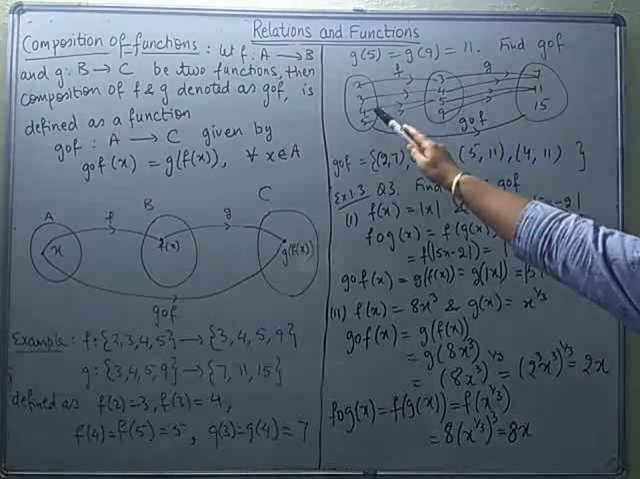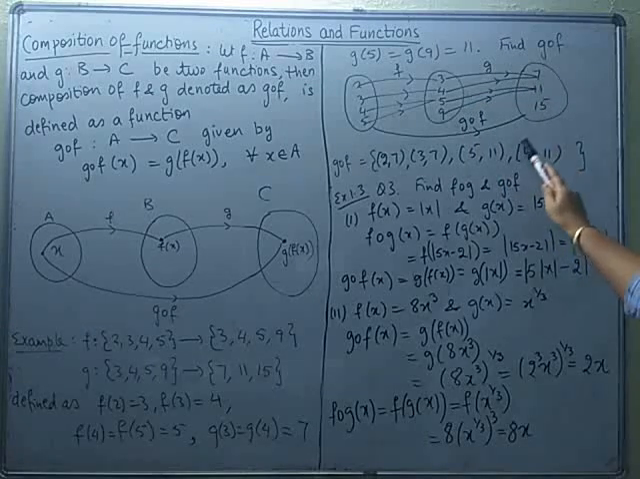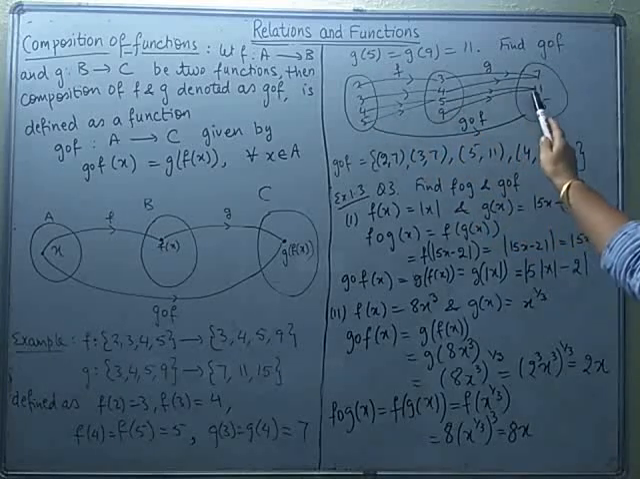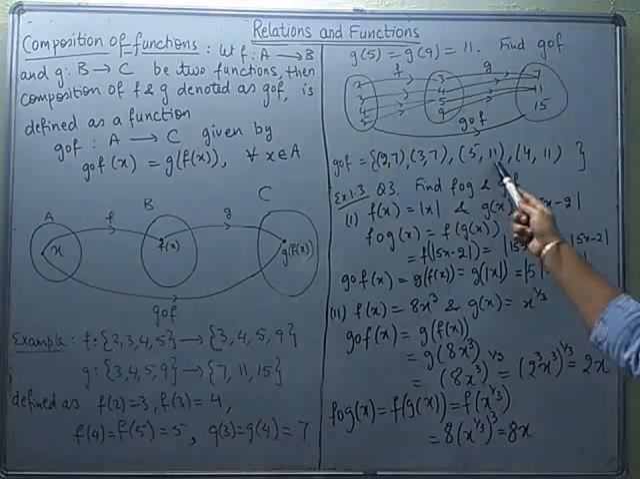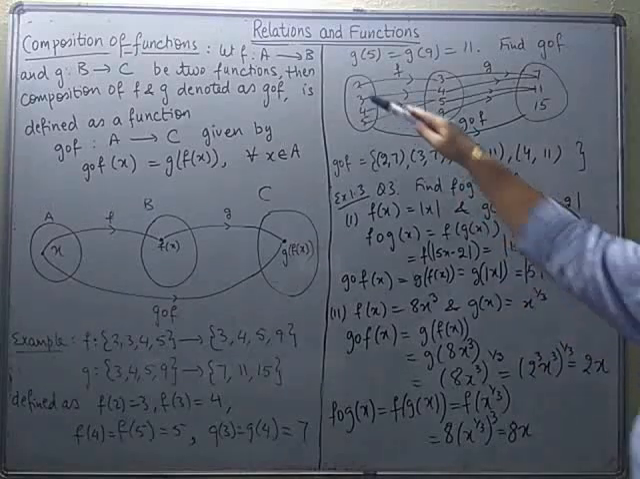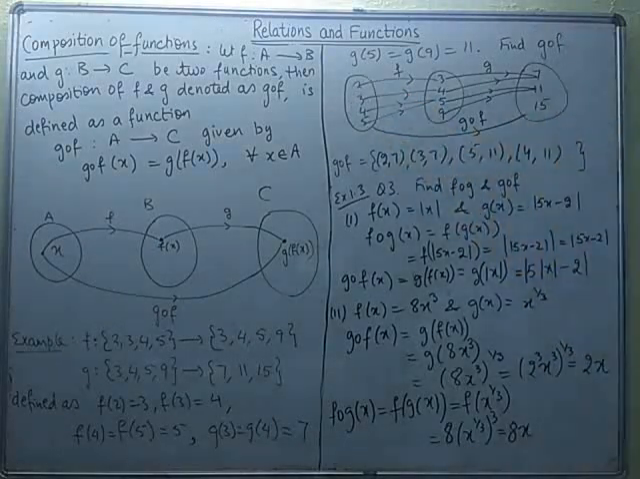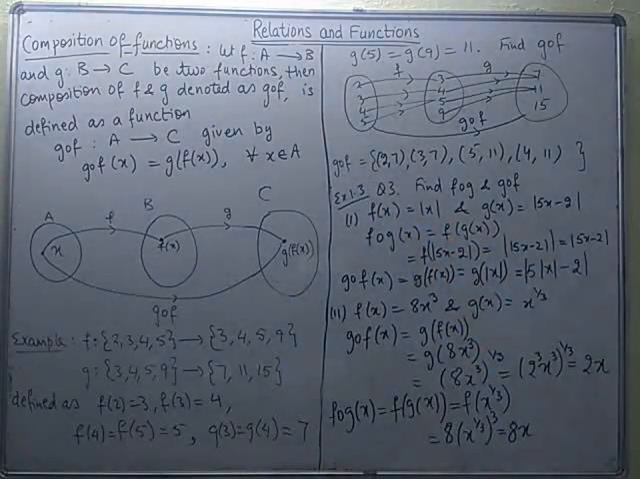In the same manner, 4 was having image 5, 5 was having 11. So (4, 11) is the next pair. And 5 was having image 5, and then again this 5 was having image 11. So (5, 11) is also one of the possible pairs here. So we could relate all the elements of domain of f to the elements of codomain of g, and composition of f and g was defined.